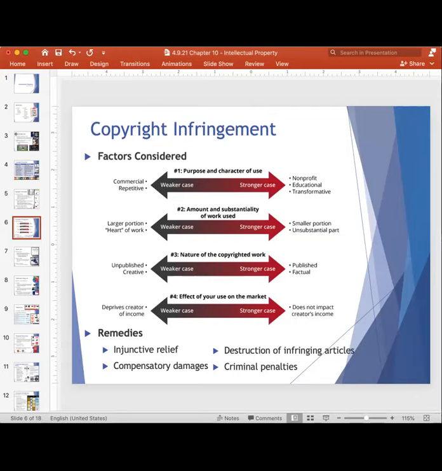And if the defendant is found to have infringed upon the plaintiff's copyright rights, then there are a number of remedies that can be employed. Injunctive relief would basically be a mandate that the use of the copyrighted work stop. There can be monetary damages for the income that was lost. The defendant can be asked to destroy any of the infringing materials, and they could potentially also face criminal penalties. So there could be some pretty harsh penalties for copyright infringement.